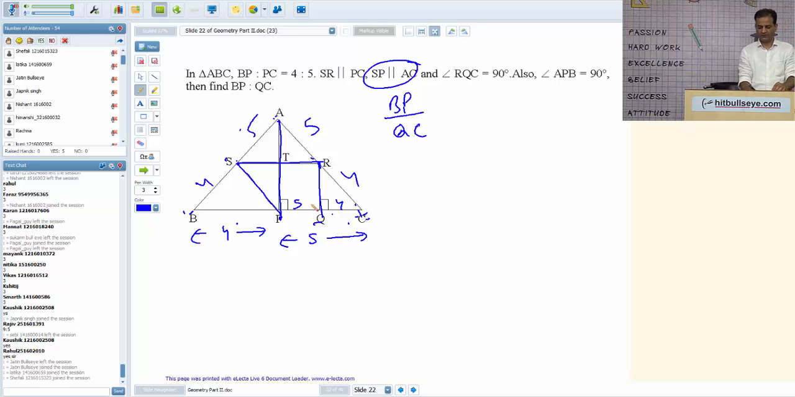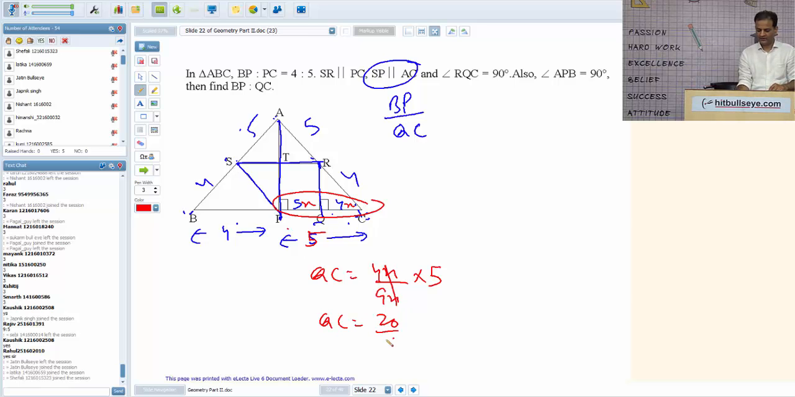But again we have to take a variable, because the side PC is total 5. So we will take 4x and 5x. So what is QC? Here it will be 4x over 9x, because we have to divide this QC in 4:5. 4x by 9x into 5. Where is 5 from? From this PC. So QC will be 20 by 9.